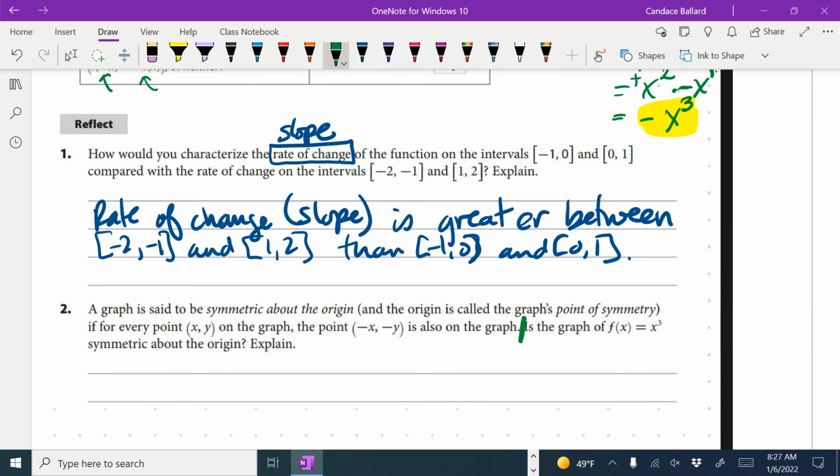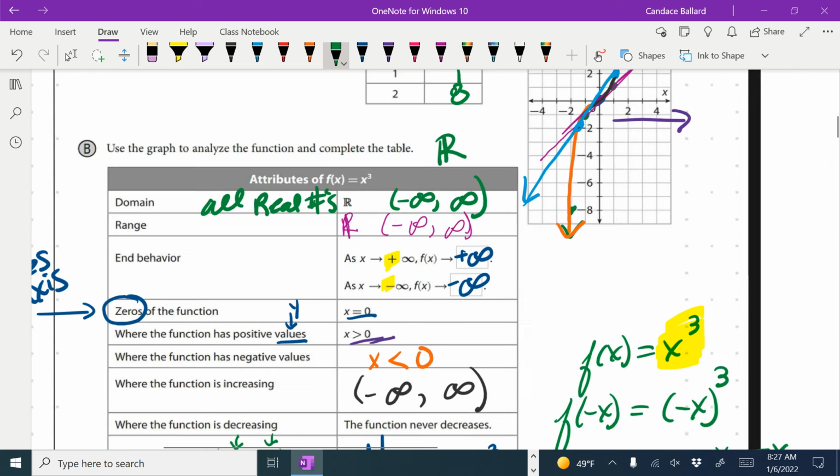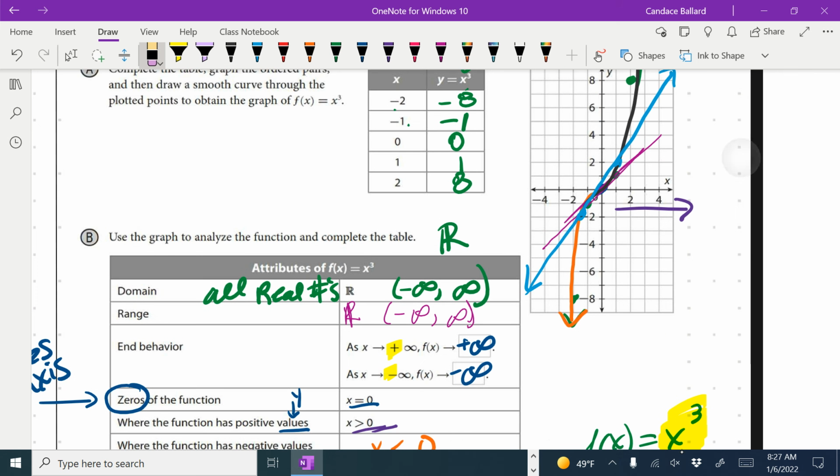So it totally defined what symmetric about the origin is, right? So I would underline symmetric about the origin. And then if for every point x, y on the graph, the point negative x, negative y is also on the graph. So let's demonstrate and see if that's happening. In this case, it would say that the origin is called the graph's point of symmetry. Hopefully that's familiar from geometry and earlier math classes.